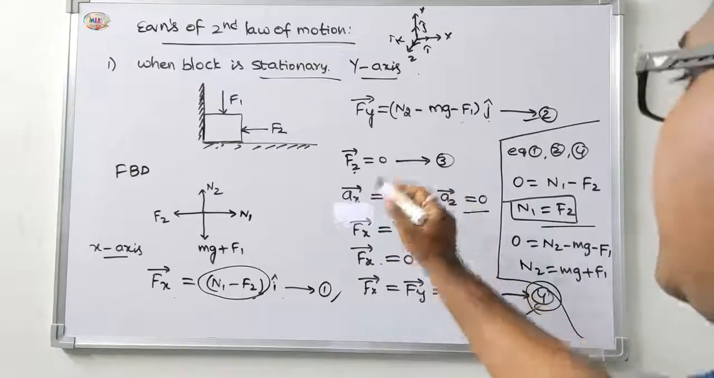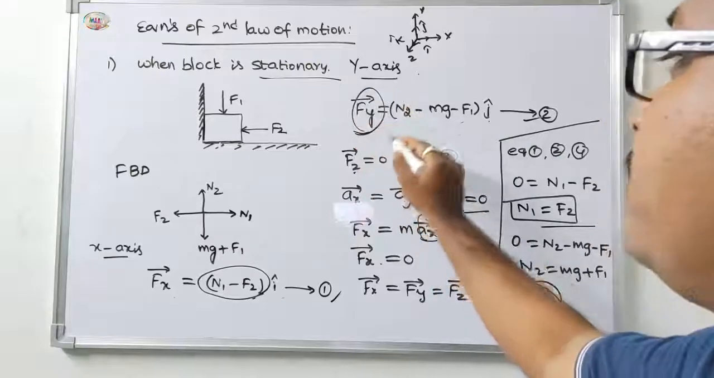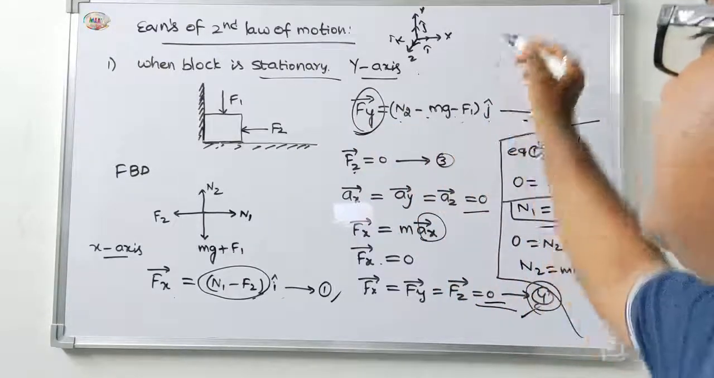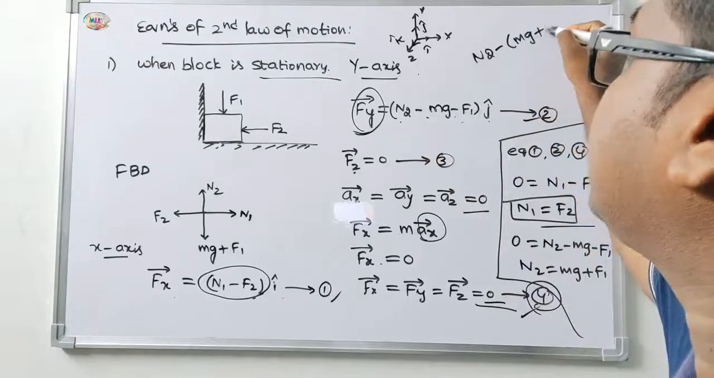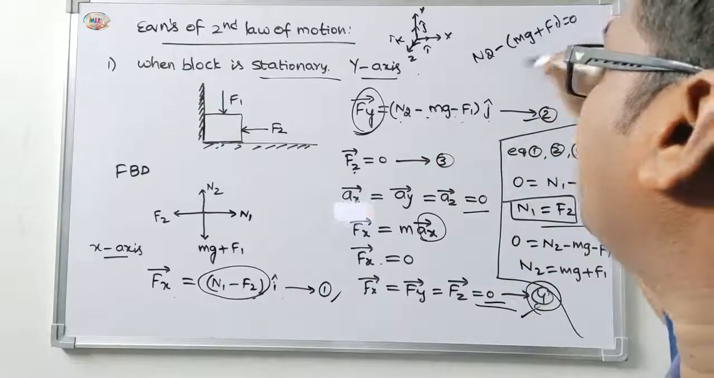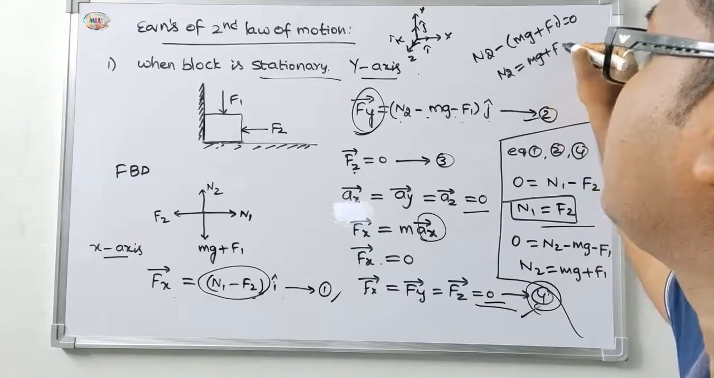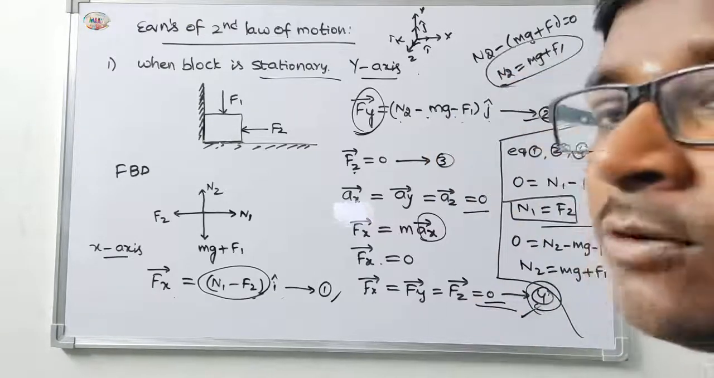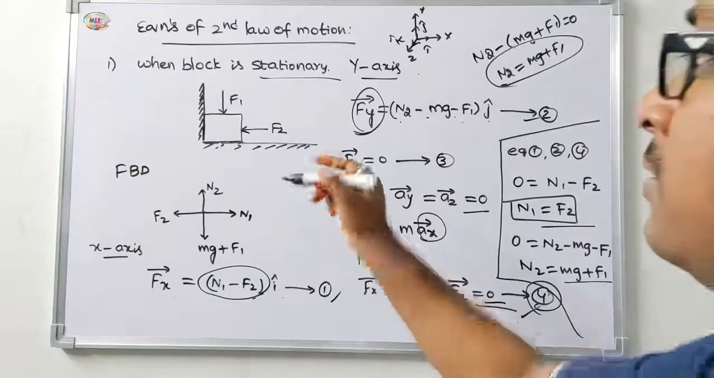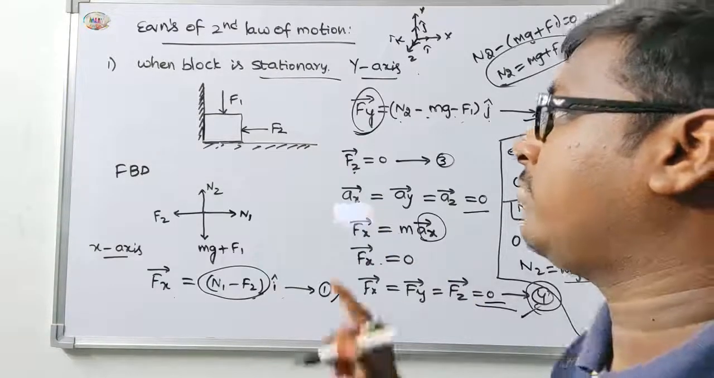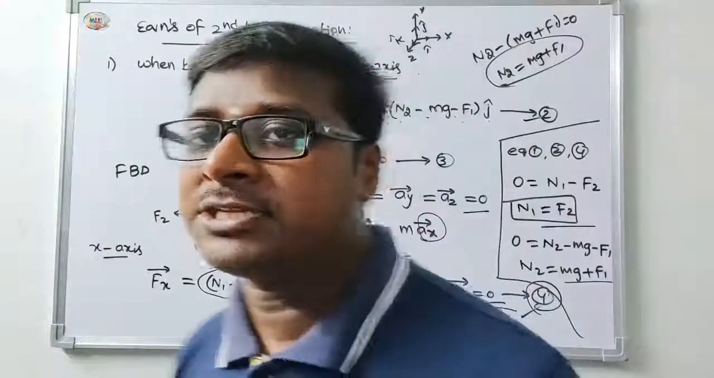The next, taking the second equation, Fy is equal to 0. n2 minus mg minus f1, that is n2 minus of mg plus f1, is equal to 0. Then n2 is equal to mg plus f1. Okay, n1 and n2 are found. This is the first case, when the block is stationary.